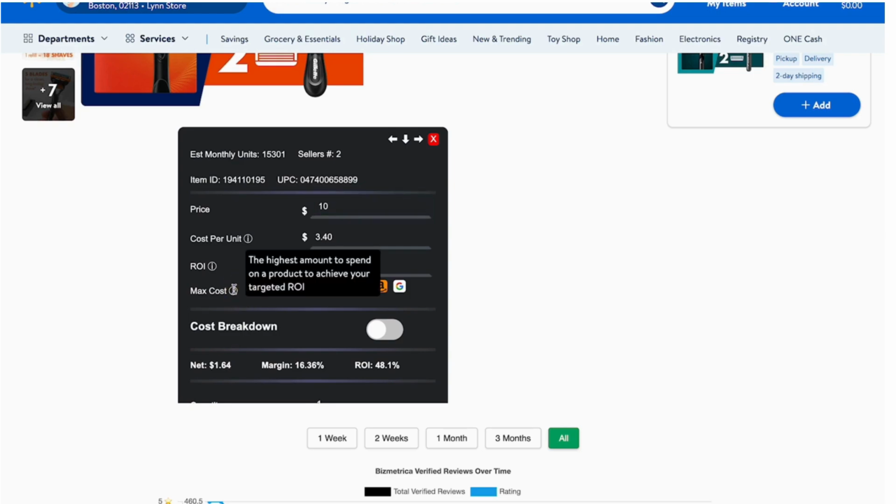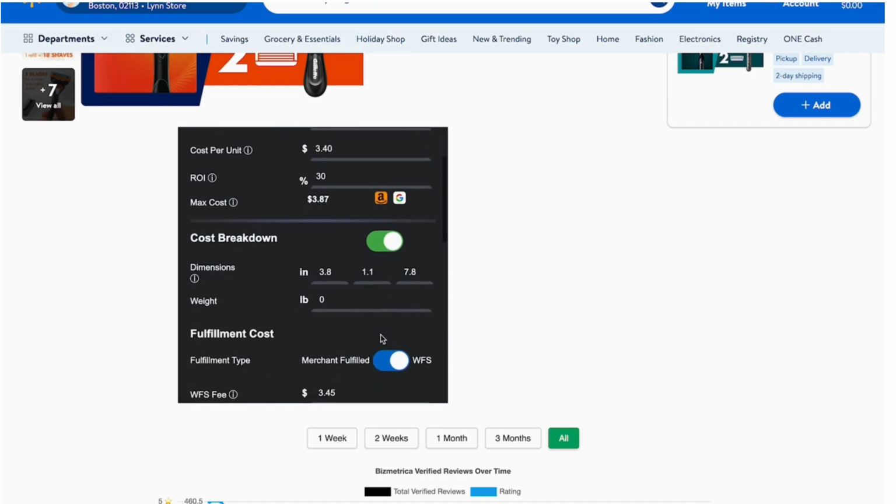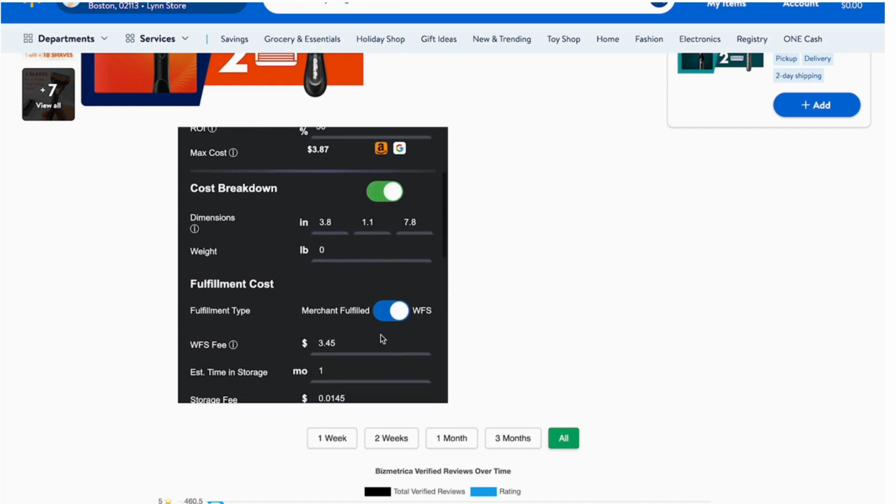If we toggle on the cost breakdown, we can dive deeper into all the costs of selling on Walmart. To start, we have the dimensions and weight, which determine the Walmart Fulfillment Services fee, also known as WFS, which is the fee that Walmart charges to pick, pack, and ship your items from their warehouse to their customers. The dimensions and weight are automatically gathered for you, so you don't have to worry about it. If it's empty, it's because Walmart does not know the dimensions or weight of this product.